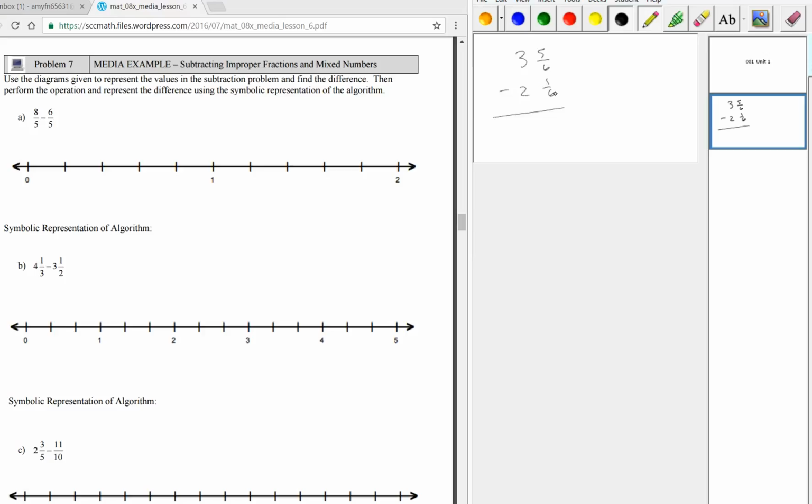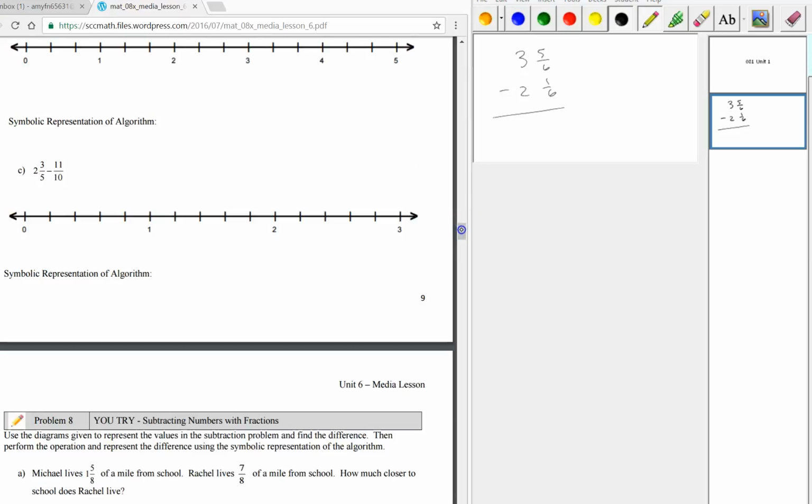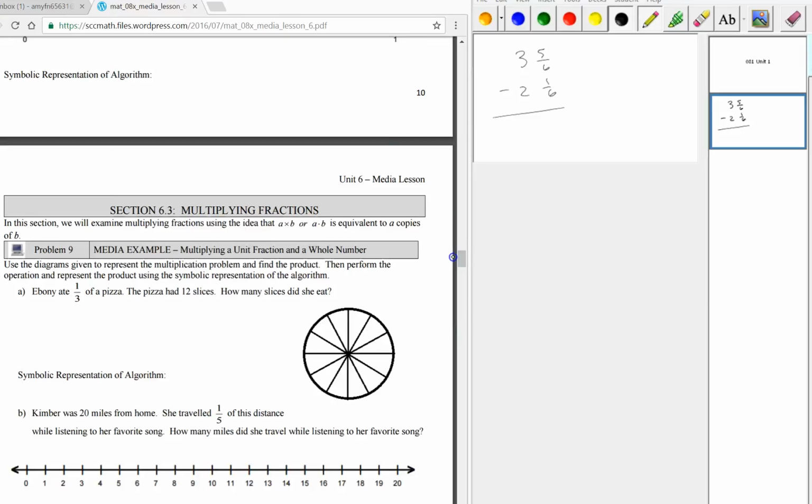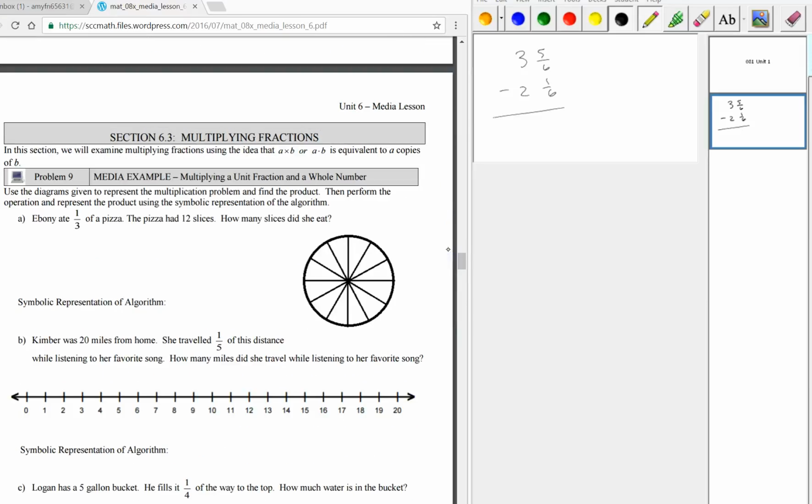And again, it's a good discussion for them. When would you want to write it as an improper fraction? When is it worth it? And when is it just extra work? And here we have number lines as our diagrams. And that sums up subtraction. So in the next video, we'll look at multiplying fractions.